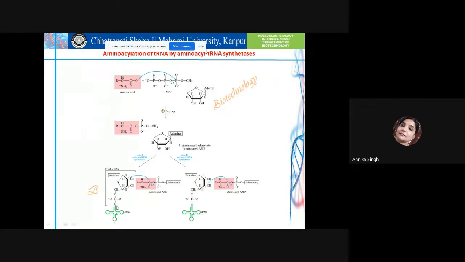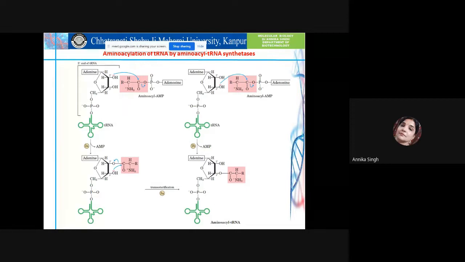terminal adenine residue, the 3 prime branch you saw here, the CCA arm. To its terminal adenine residue the amino acyl is transferred at the position of the 2 prime hydroxyl group initially, then to that 3 prime hydroxyl group of the same adenylate group by a transesterification reaction. And finally, the amino acyl transfer RNA has been formed. Okay, this amino acyl transfer RNA is formed.